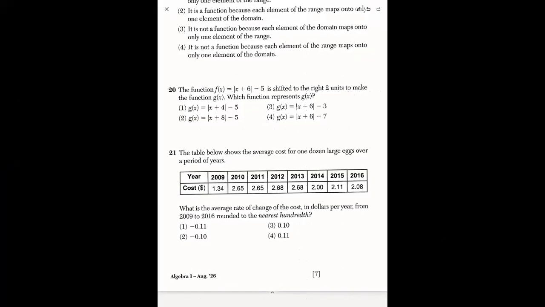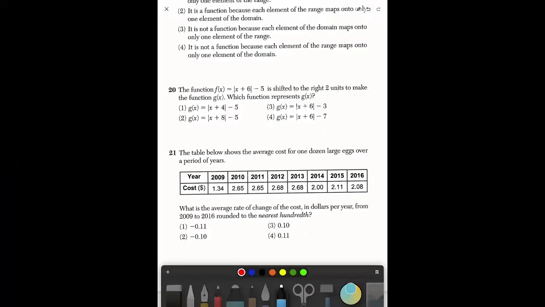It says the table below shows the average cost for 1 dozen large eggs over a period of years, right? So it gives us the price of a dozen eggs. And now they want the average rate of change. Average rate of change is nothing more than the slope. Now you can use the slope formula, that's cool. And then we need to round their answer to the nearest hundredth.